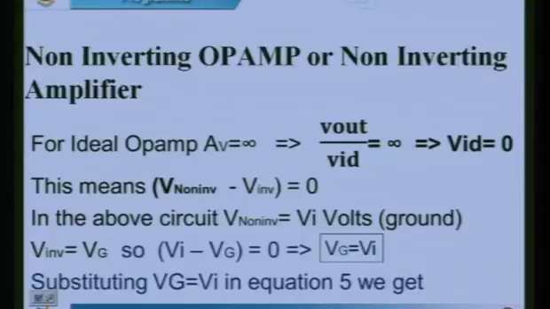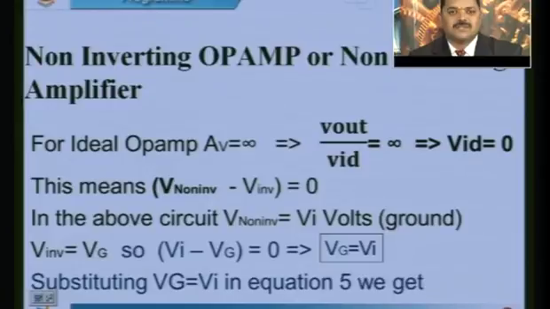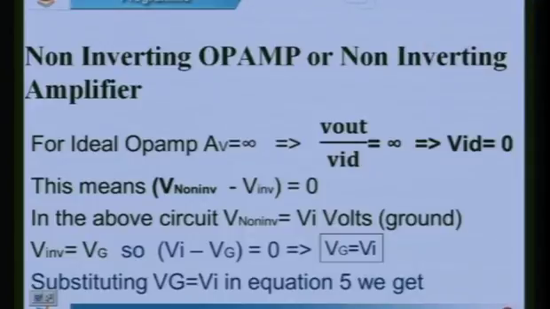Now, for an ideal op amp, we need to explain the virtual ground concept here. For an ideal op amp, AV is infinity. So, V out by VID is infinity, which means VID equal to 0. This means that the non-inverting input terminal voltage minus the inverting terminal voltage equals 0. In the above circuit, the non-inverting input voltage is Vi. Therefore, we take V non-inverting as Vi, V inverting as Vg. So, we get Vg equal to Vi. This is due to the virtual ground concept.